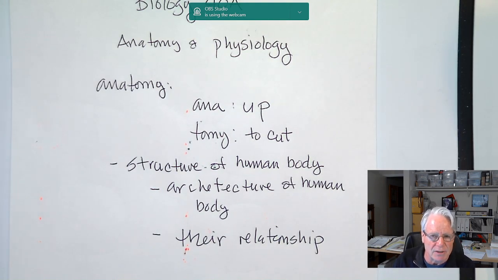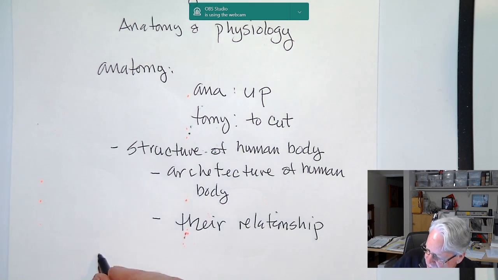How is the heart related to the lungs? How is it related to the vessels, the blood vessels that are connected to it, and so forth and so on. So here in anatomy, that part of our study is we're simply looking at how your body is put together, all the different parts, how they relate to each other.